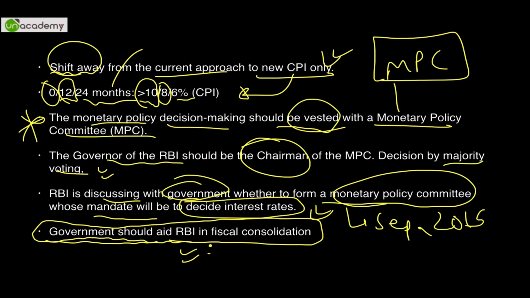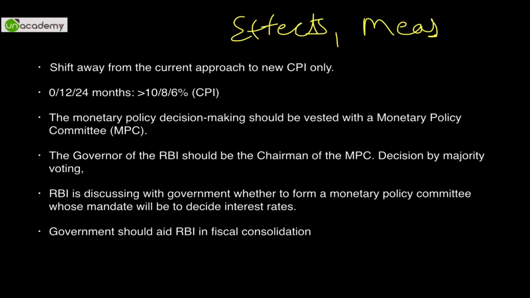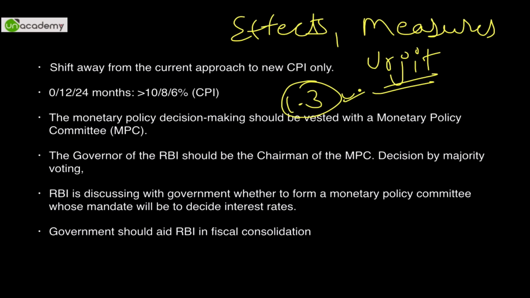So this was something about inflation 1.2, where we dealt with types of inflation. We also dealt with the effects of inflation, then the measures, and finally the Urjit committee recommendation. So do watch out for 1.3 regarding inflation.